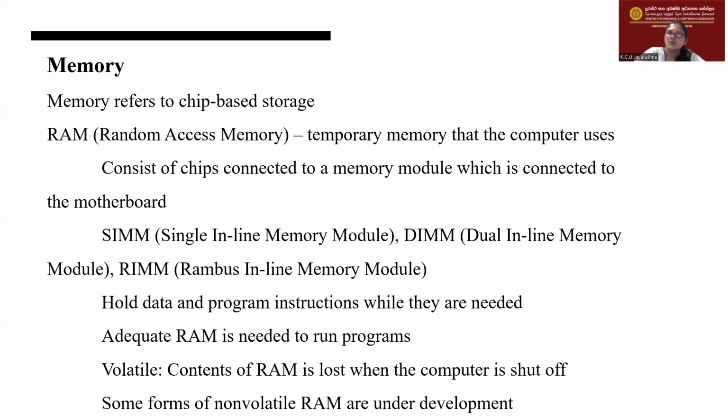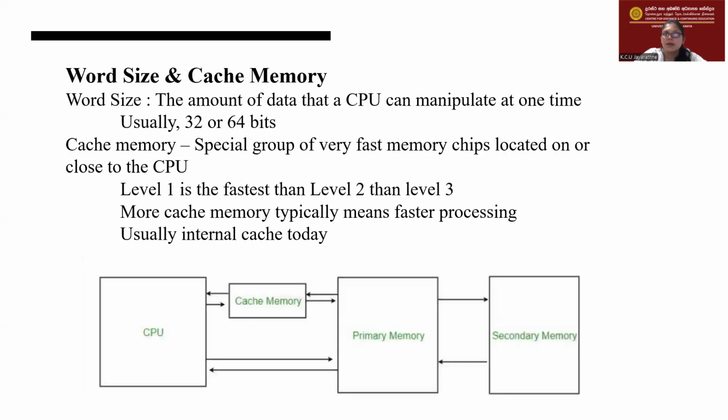So let's move on to the memory. What is memory? What do you think this memory is? Memory refers to chip-based storage. We all know the memory in the computer is stored in chip-based storage. RAM is the first thing we have to identify in the memory. So what is this RAM? Random access memory.